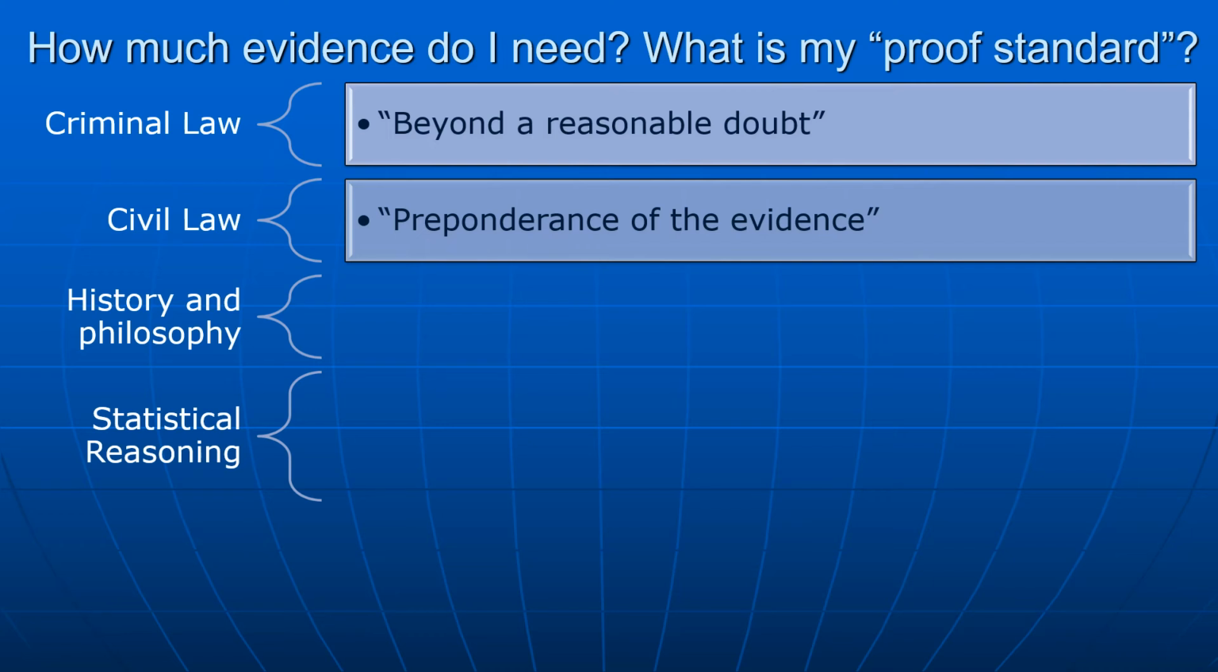So you can be like 51% sure, and that is what's necessary. That's the necessary proof standard for being found responsible in civil law. There's nowhere near 100% certainty that's needed.